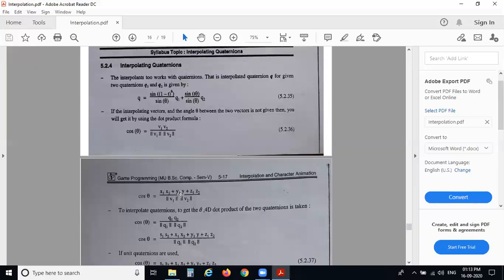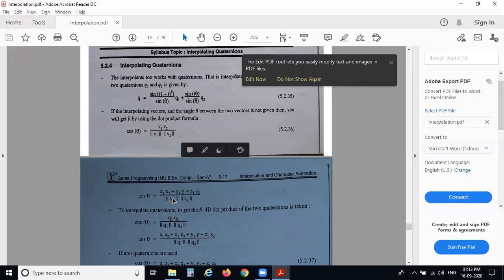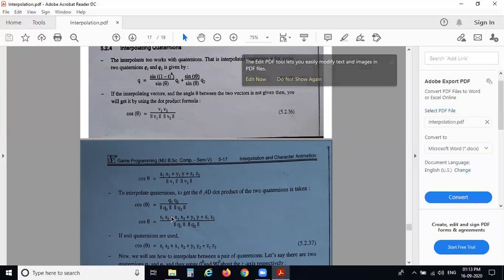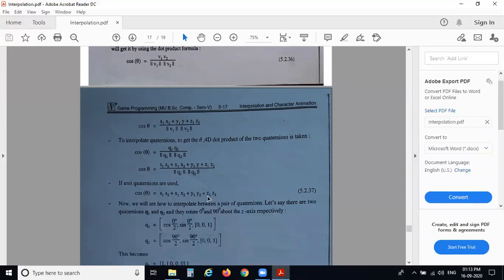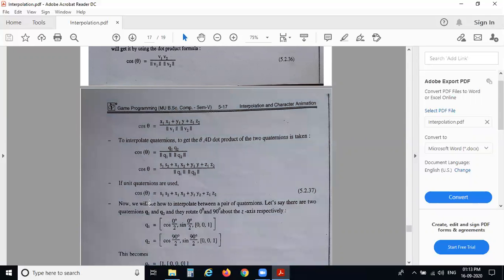Then this formula is for vectors using the three coordinates x, y and z, and this is the formula using quaternion coordinates. So in place of vectors we use quaternions here. If a unit quaternion is used, the equation is cos theta equal to s1 s2 plus x1 x2 plus y1 y2 plus z1 z2. Unit quaternion means a quaternion having the value 1, so here the denominator is removed, and this is the equation for unit quaternions.